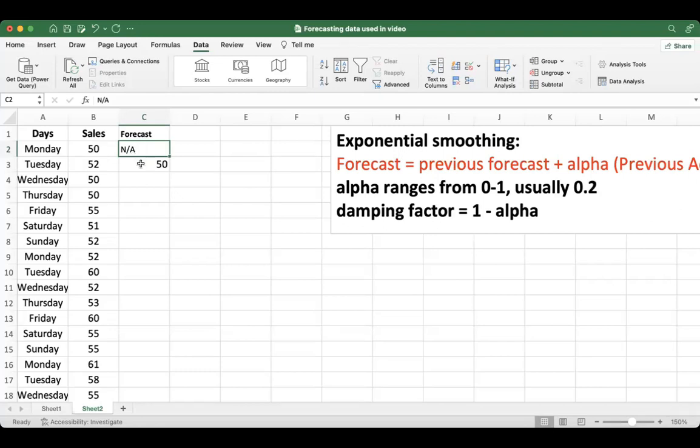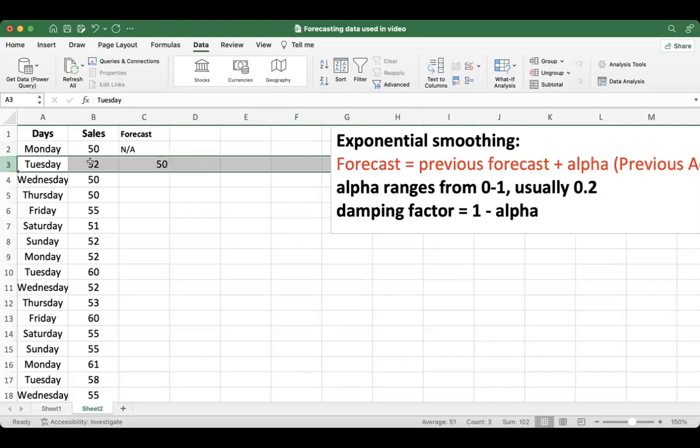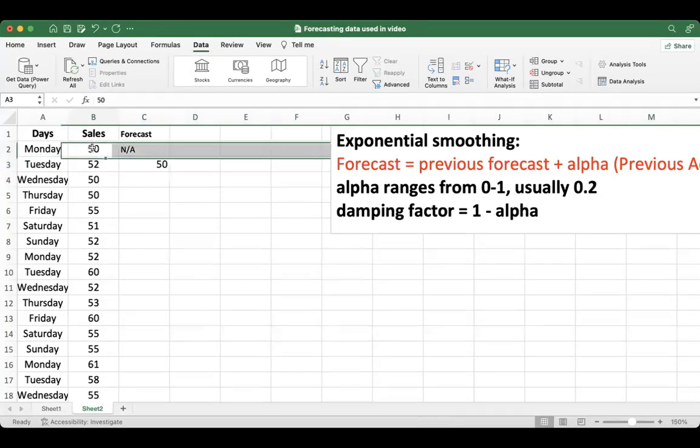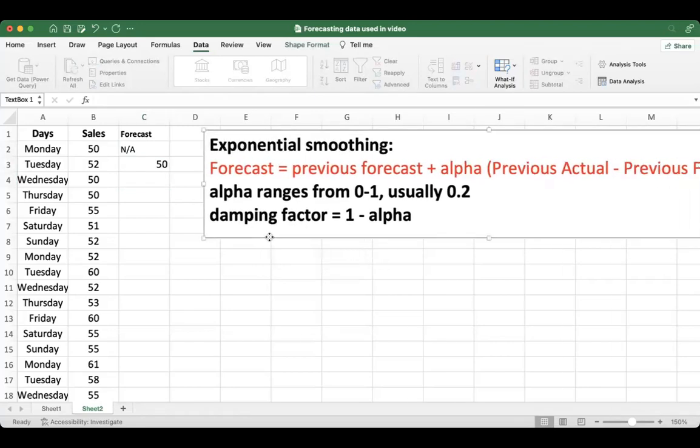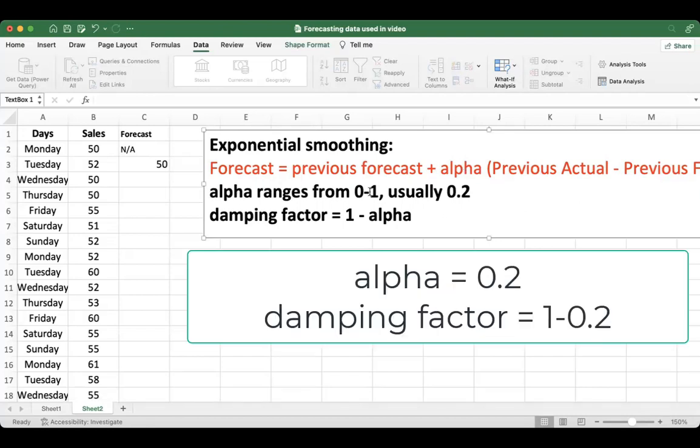And the first day we can have a forecast will be Tuesday. And for Tuesday, the only forecast available is this 50. So which means the actual sale on Monday becomes the forecast for Tuesday, 50. And from Wednesday, we will be using this formula, the formula that you can see here. Formula is equal to previous forecast plus alpha. Alpha can range from 0 to 1.